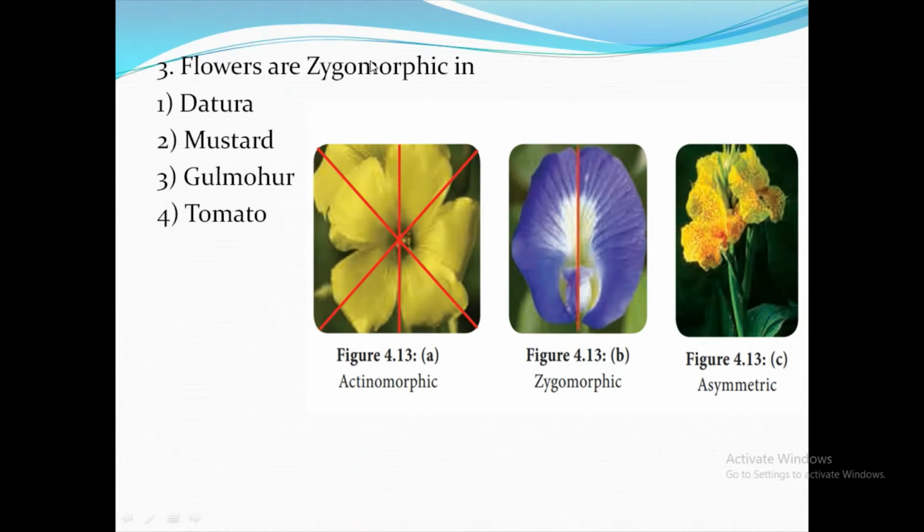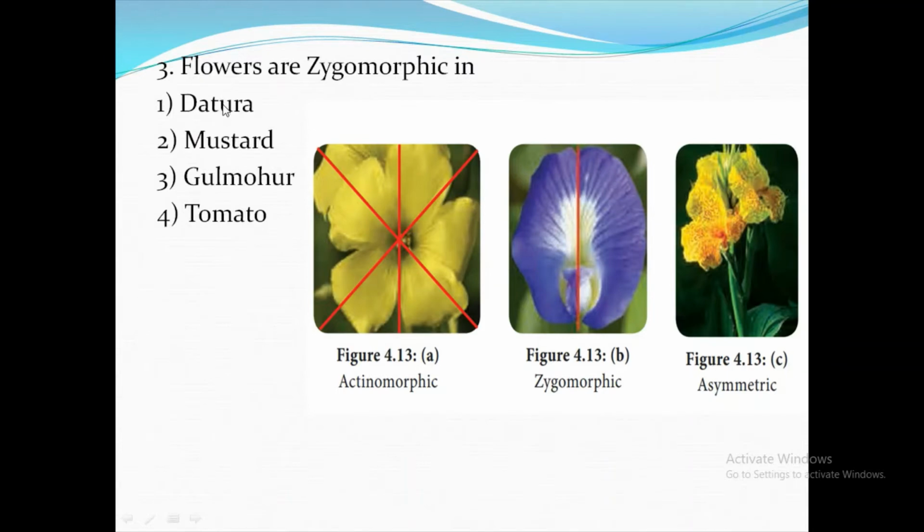Flowers are zygomorphic in... Now zygomorphic means bilaterally symmetrical. So in a zygomorphic flower, the flower can be cut into two equal halves. Here you can see this is one equal half, this is another equal half, along only one vertical plane passing through the center. If you cut it like this, it will not form two equal halves. So here the answer is gulmohar. Gulmohar can be cut into two equal halves along only one vertical plane passing through the center.